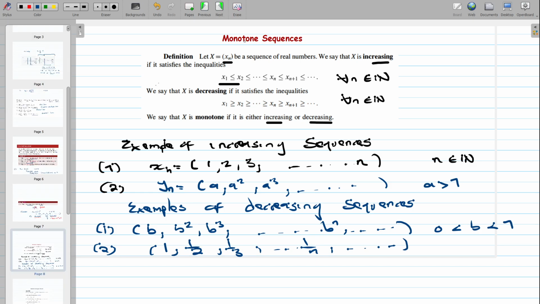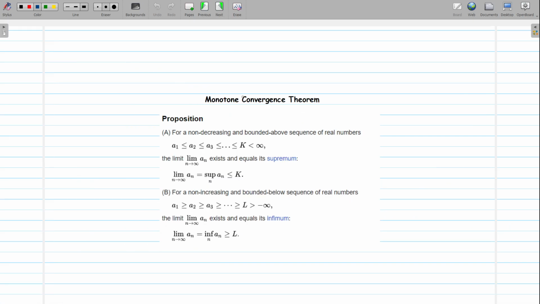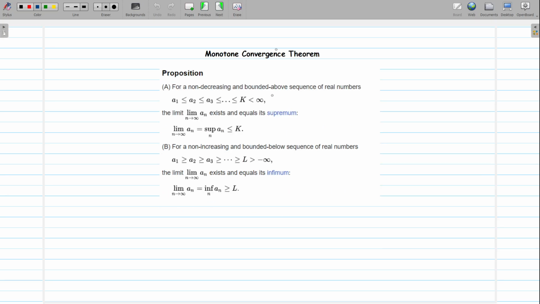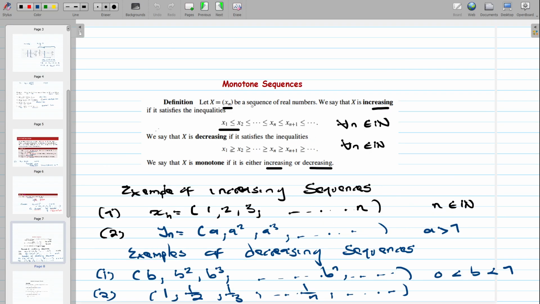Now, whenever it comes to talking about monotone sequences, we always want to talk about the monotone convergence theorem. It's a very important theorem. For a non-decreasing and bounded above sequence of real numbers, what we're saying here is that basically we are in the first situation.